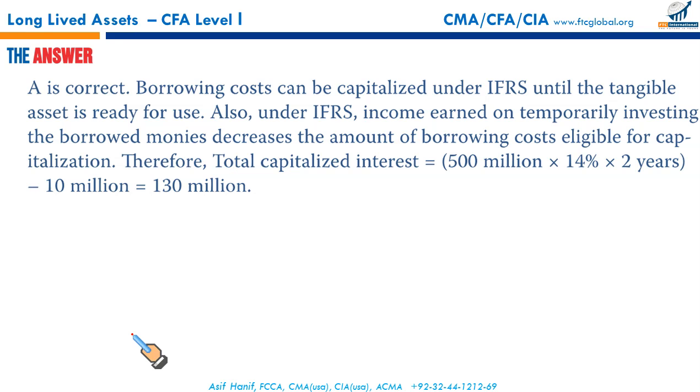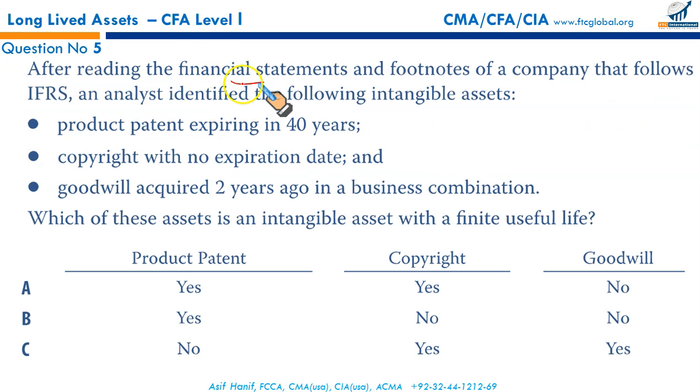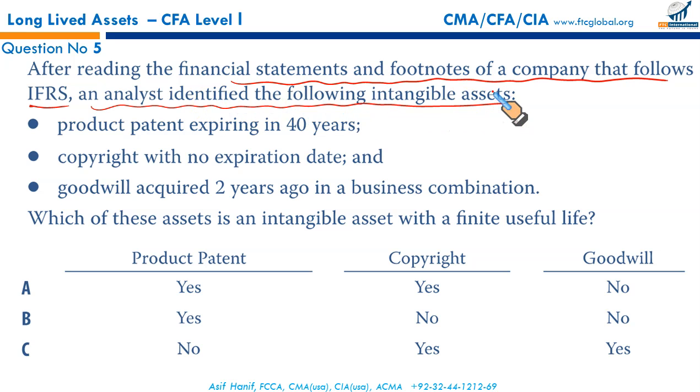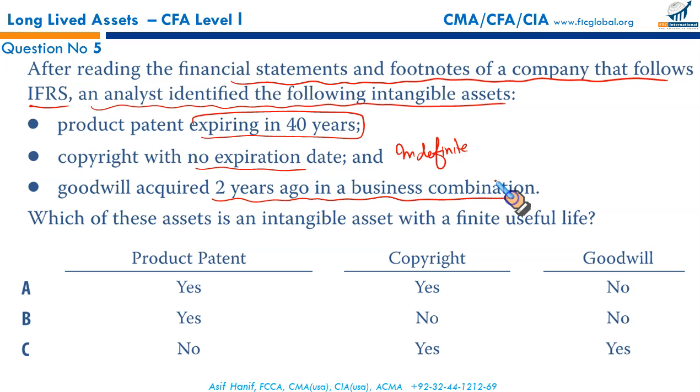Next, after reading the financial statements and footnotes of a company that follows IFRS, an analyst identified the following intangible assets: product patents expiring in 40 years, copyright with no expiration, so it means this is an intangible with indefinite life, and goodwill acquired 2 years ago in a business combination. Which of these assets is an intangible asset with finite useful life, limited life? Only the patent expiring in 40 years.